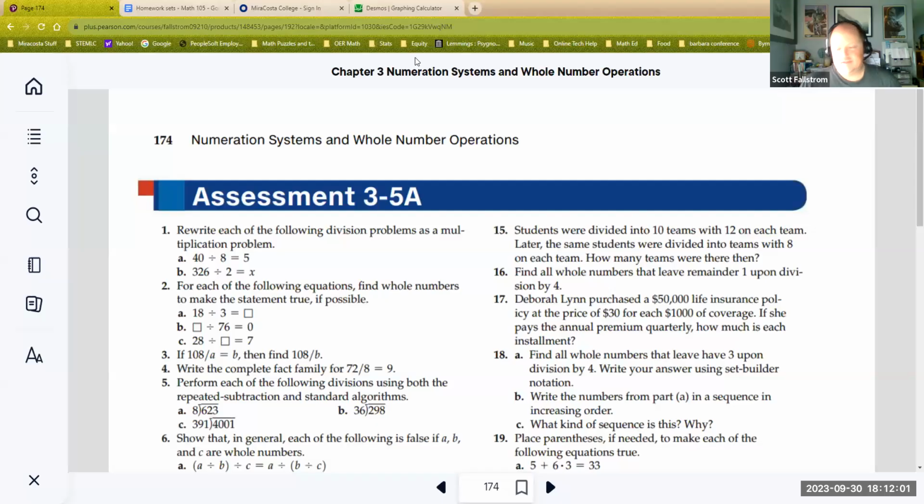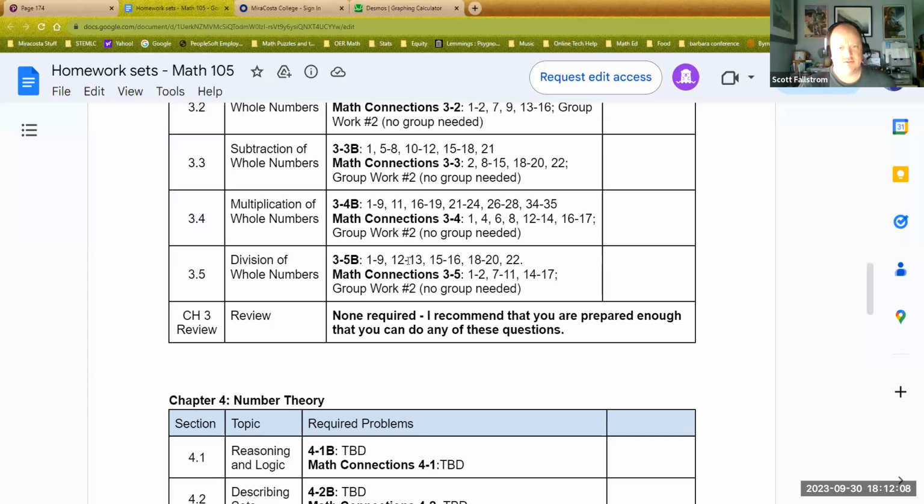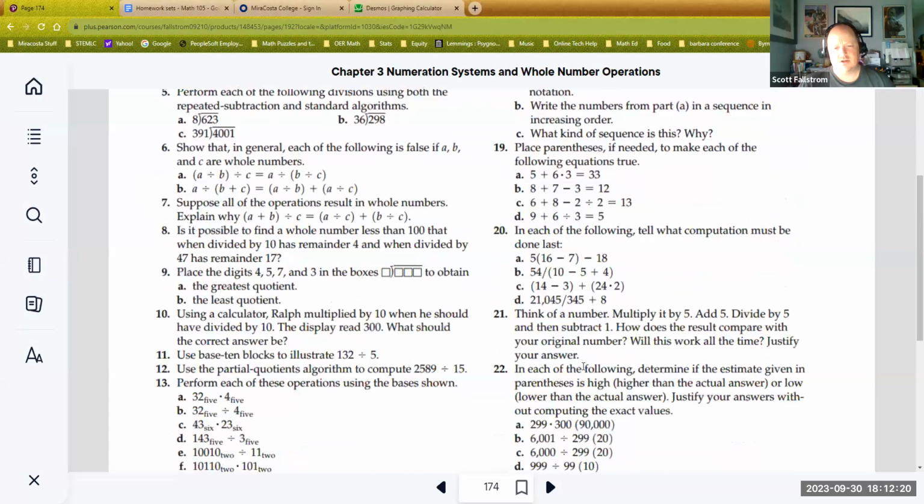Hello, students, to the section 3.5 assessment. If you take a look up here, we've got 3.5, 1 through 9, 12, 13, 15, 16. So it looks like I skipped 14, I skipped 17, I skipped 21. All right, that seems pretty reasonable.